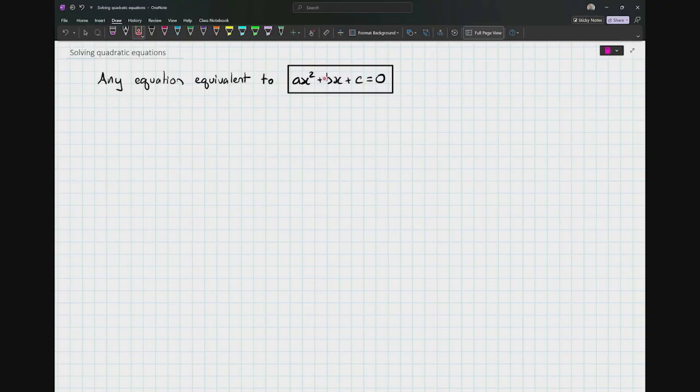However, if b is equal to 0, then we would only have 2 terms, and we would call that a binomial with only 2 terms. However, we do need to kind of restrict so that a is not equal to 0, because if a was equal to 0, we'd be back down to just a linear equation.